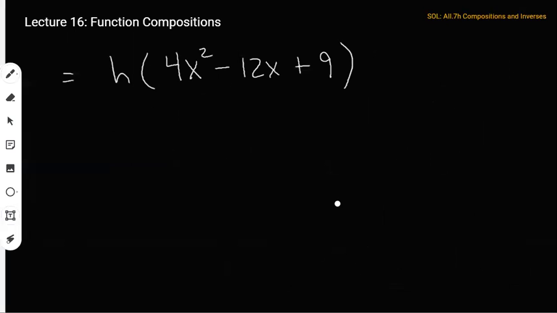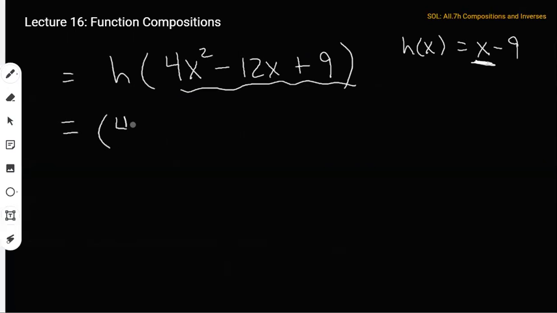Okay, so what was the function h in the first place? Well, remember that h of x is equal to x minus 9. So what I'm going to do is replace the x right here with whatever I have on the inside. So I'm going to get 4x squared minus 12x plus 9. But then on the outside, notice I'm going to have a minus 9. And that comes from right here, this function h of x.